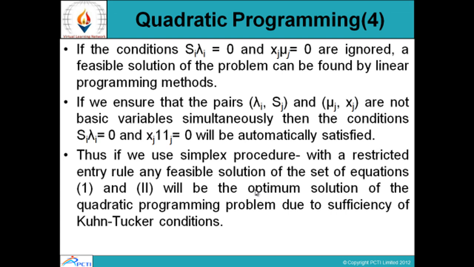If the conditions si lambda i equal to 0 and xj mu j equal to 0 are ignored, a feasible solution of the problem can be found by linear programming methods. If we ensure that the pairs lambda i, si and mu j, xj are not basic variables simultaneously, then the conditions si lambda i equal to 0 and xj mu j equal to 0 will be automatically satisfied. Thus, if we use the simplex procedure with a restricted entry rule, any feasible solution of the set of equations 1 and 2 will be an optimum solution of the quadratic programming problem due to sufficiency of Kuhn-Tucker conditions.